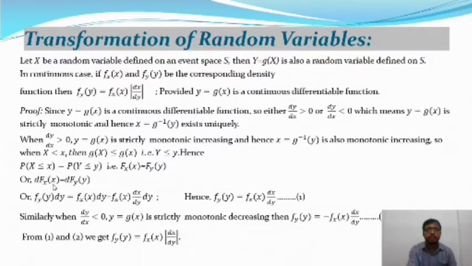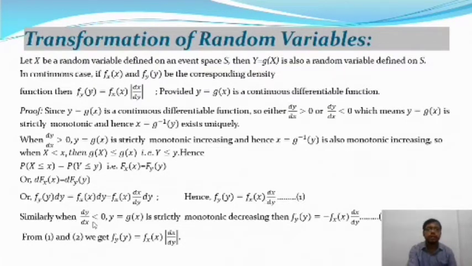Okay, and from this we will get fy(y) dy = fx(x) dx, and this equals fx(x) into dx/dy into dy. So after cancelling the term dy on both sides, we will get fy(y) = fx(x) into dx/dy, and we can write this as equation number 1.